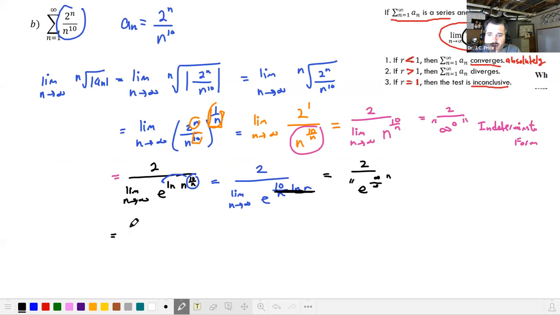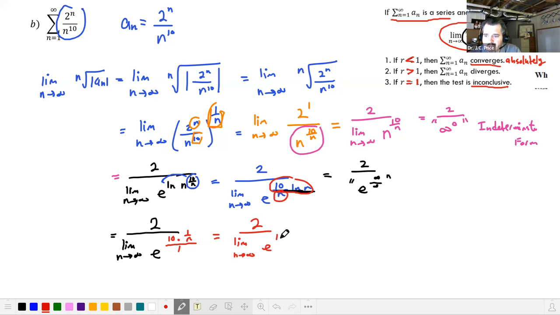And so this is going to be equal to the 2 on top divided by the limit as n goes to infinity of e to the, and then I'll take the derivative on top. What's the derivative of 10 times ln of n? Well, that's 10 times 1 over n. And then divided by the derivative of n, which is just 1. So that's equal to 2 divided by the limit as n goes to infinity of e to the 10 over n, and that 10 over n is in the exponent.